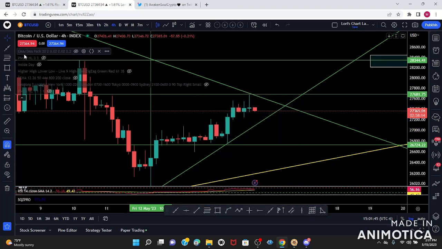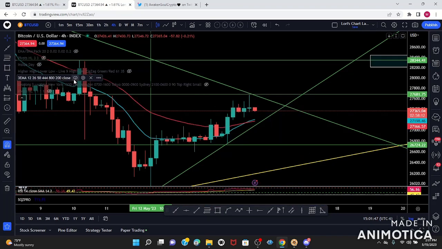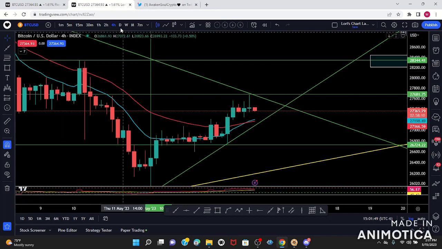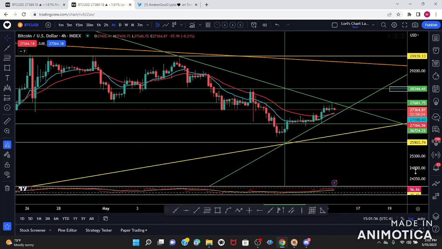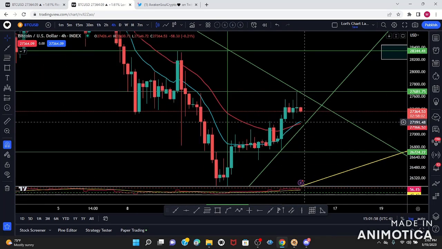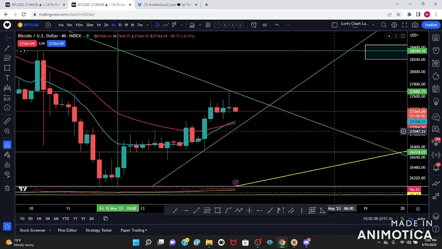Another thing you have to consider is your 12 and 26 EMAs. Those are the ones that I use. On the daily, we are bearish. Okay, the 12 and 26 EMAs are bearish. On the 4 hours, we just crossed bullish. So something to consider.